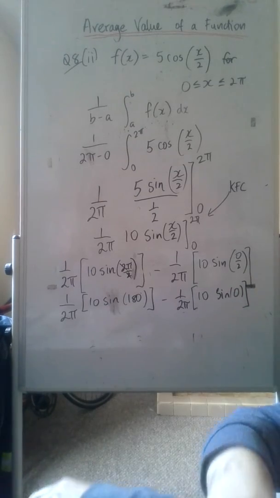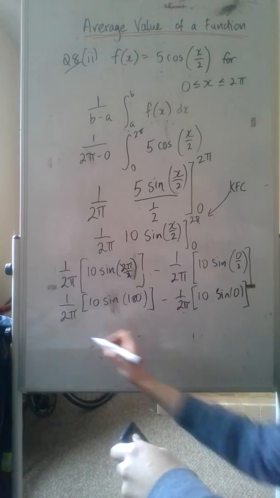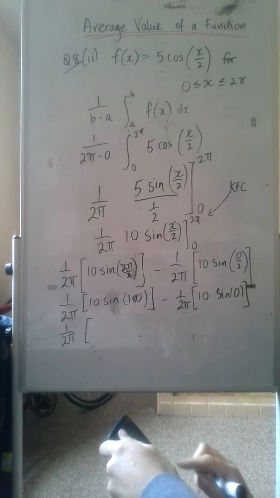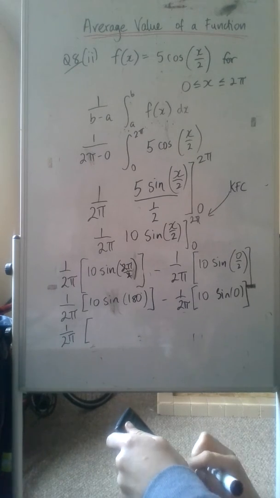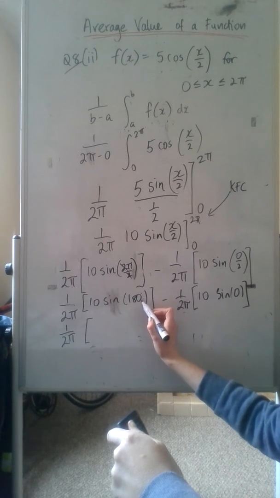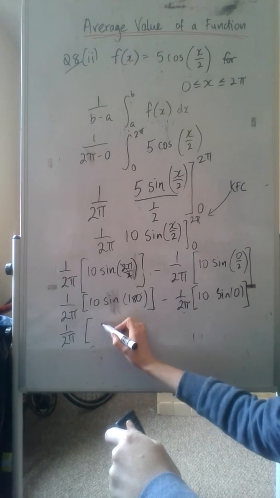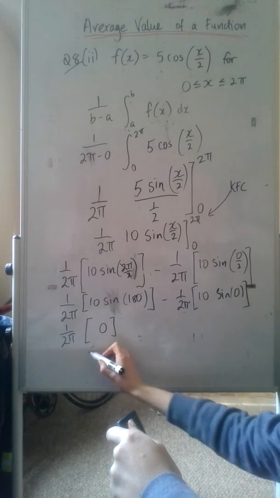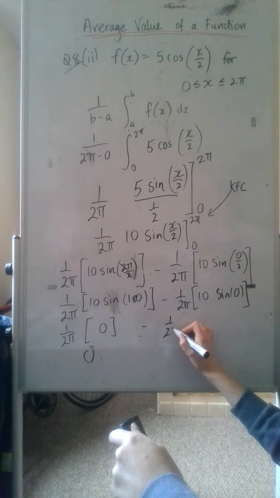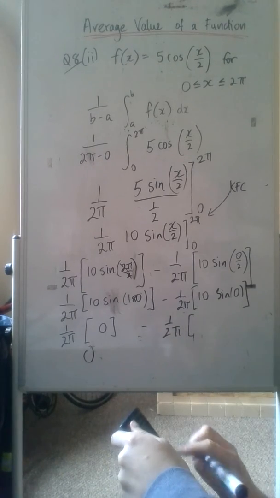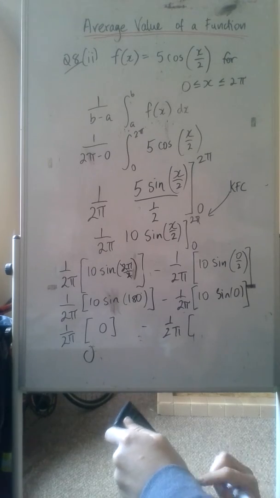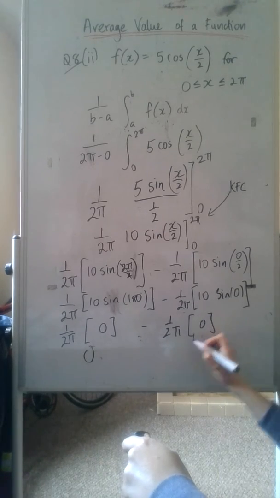Okay, go to your calculators now, and I'll just write my next line, 1 over 2 pi. Now, if you do sine of 180, you'll get 0. So this becomes 0, which means 0 by 10 is just 0. And over here, you put 10 sine of 0, you also get 0.